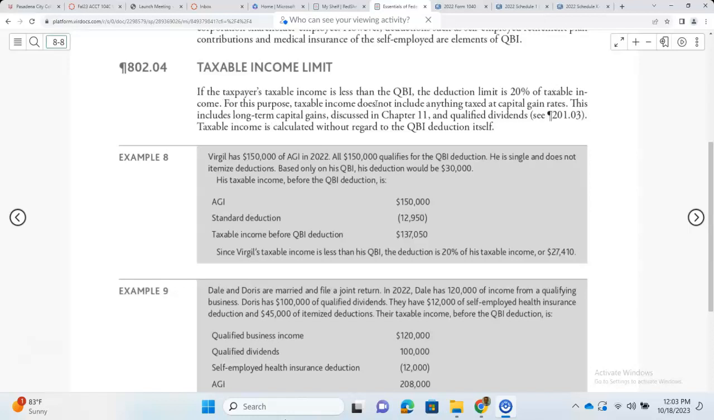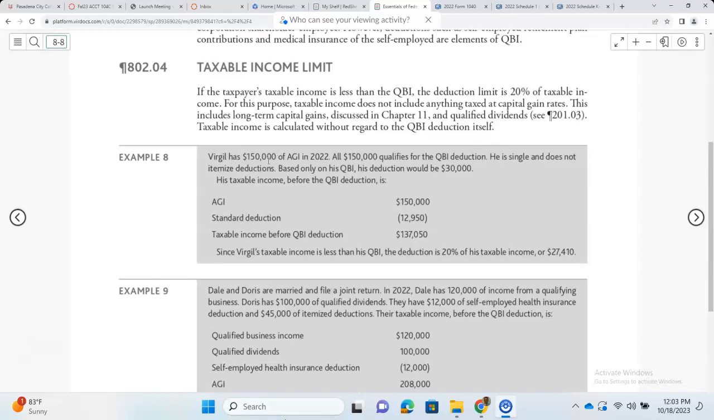have. For this purpose, taxable income does not include anything taxed at capital gain rates. These include long-term capital gains discussed in Chapter 11 and qualified dividends. Remember, qualifying dividends get better treatment in regards to taxation. Taxable income is calculated without regard to the QBI deduction itself.